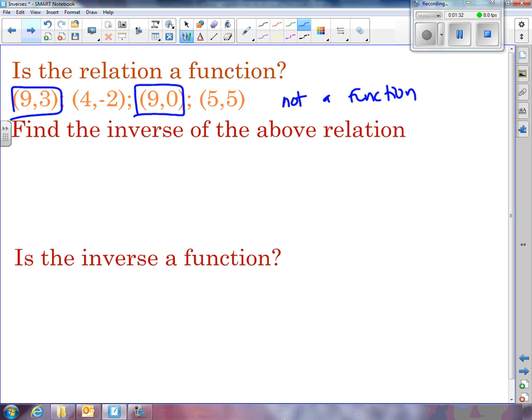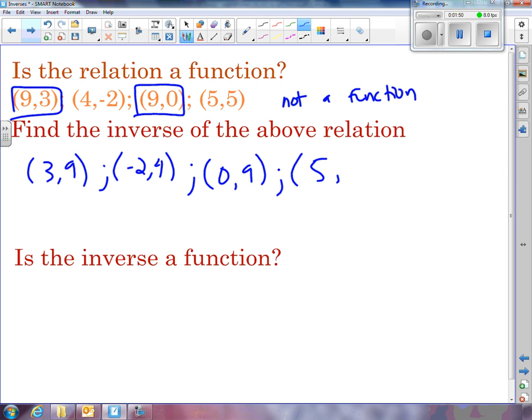So now let's find the inverse of this relation. All we're doing is switching the x's and the y's. So 9, 3 becomes 3, 9. 4, -2 becomes -2, 4. 9, 0 becomes 0, 9. 5, 5 stays the same because they happen to be the same values. Now let's determine whether or not the inverse is a function. Because the x's and the y's have switched, these 2 points are no longer a problem because they have different x values. So here, this relation is indeed a function.